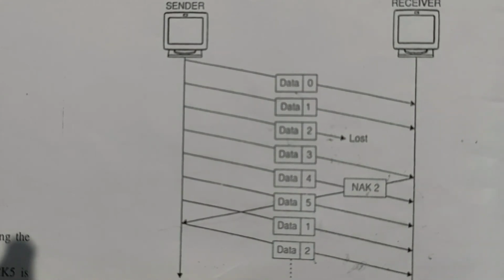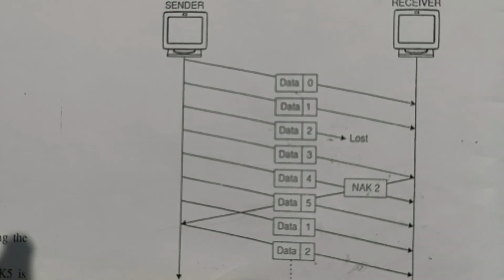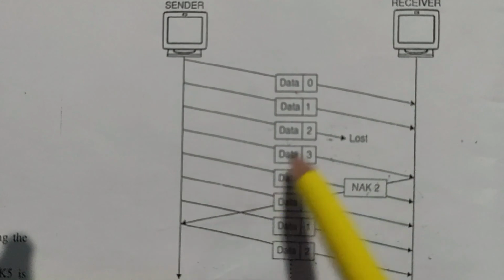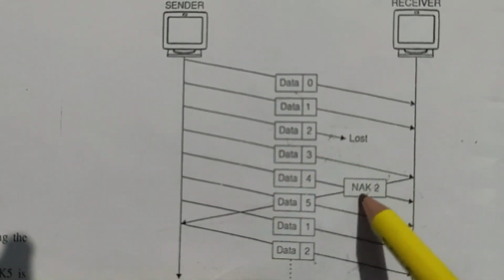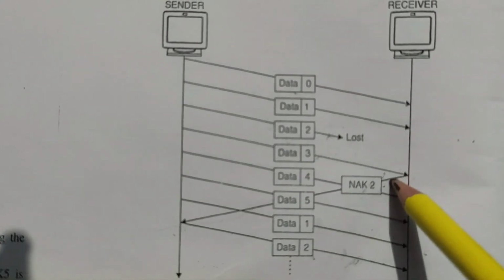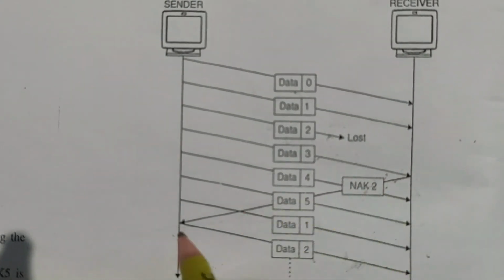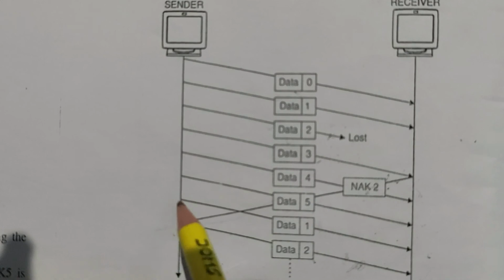In this example, data frame 2 is lost in transmission. The next frame arrives at the receiver side out of sequence. As a result, the receiver sends the NAK for the lost data frame. The data will keep coming in its sequence. Then frame 2 is retransmitted by the sender out of order. Here it was in sequence, and here it will be out of order.